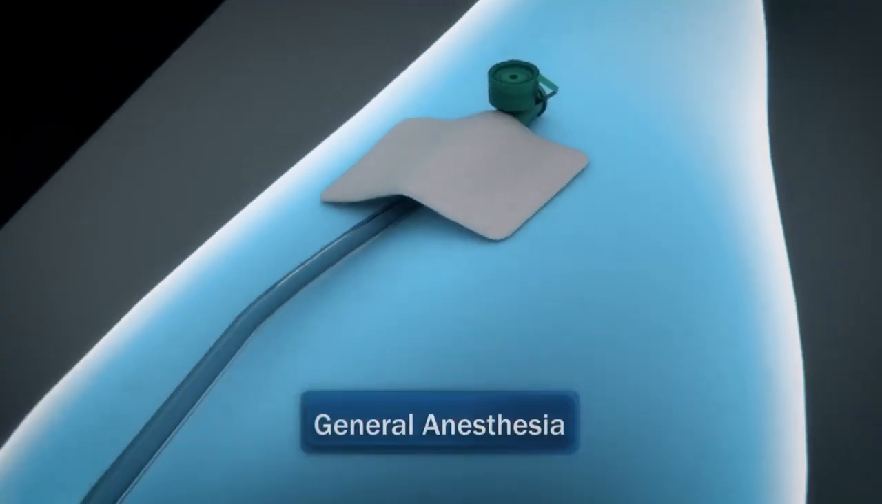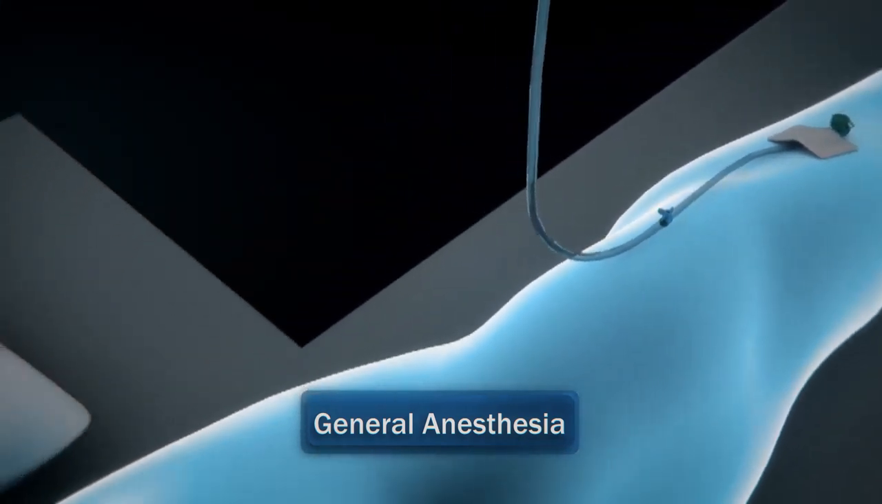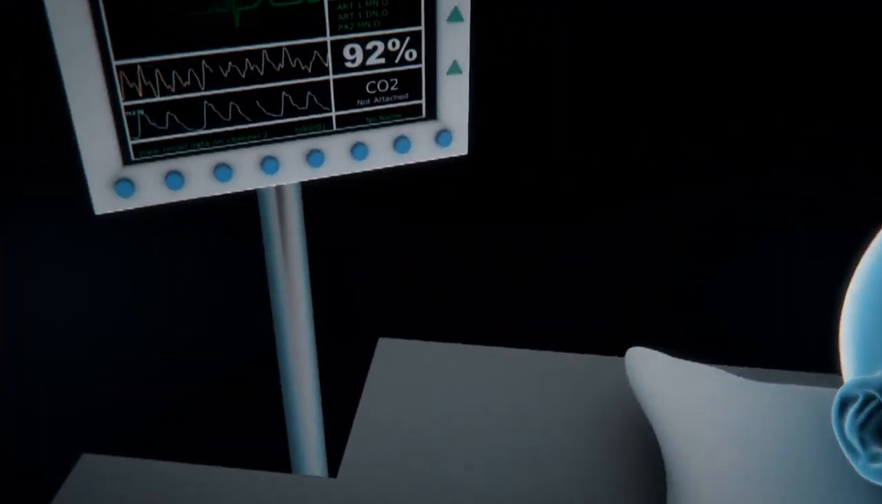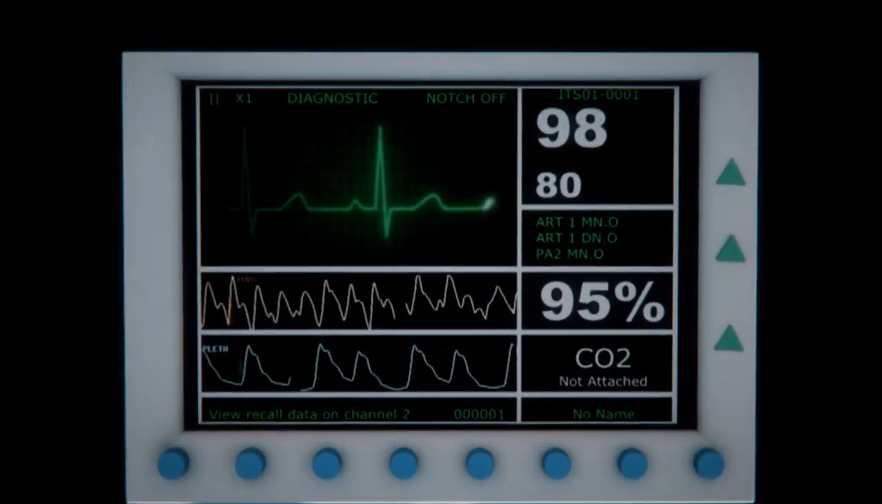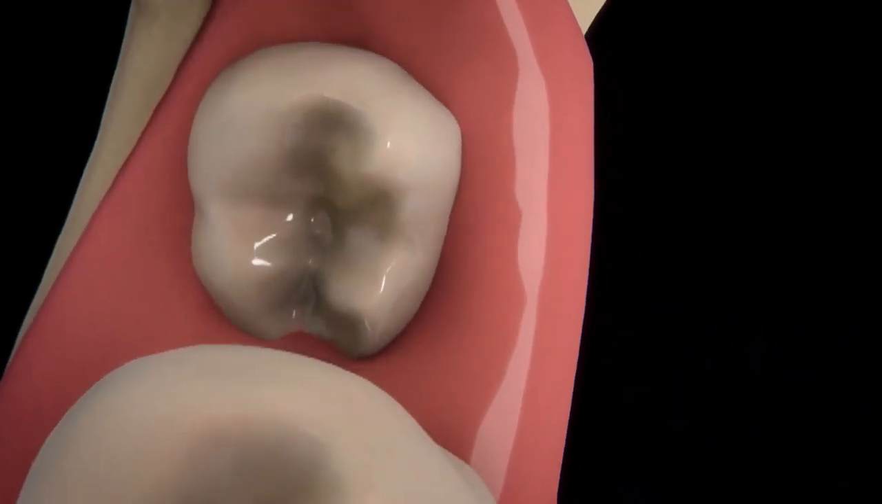But if the expert decides to apply general anesthesia, this will be administered through an intravenous line in the arm, and the surgical team will closely monitor the medication, breathing, and temperature. Once the patient has lost consciousness, a local anesthetic will also be administered to alleviate post-operative discomfort.